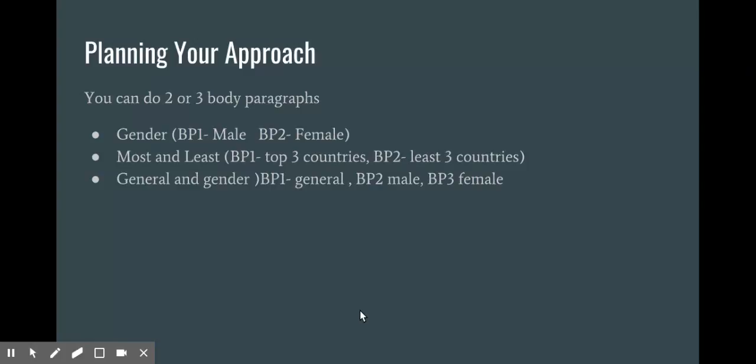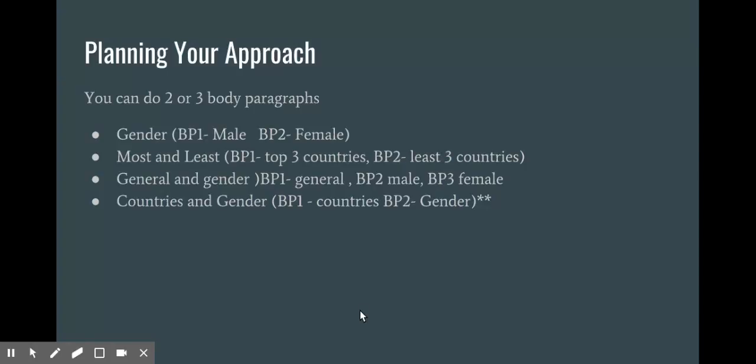And you could also do your first body paragraph could be general. Your second body paragraph could be the top 3 countries, the 3 countries with the most proficient speakers. And your third body paragraph could be the bottom 3 countries, the 3 countries with the least proficient speakers. You could also do countries and gender. So body paragraph 1 would go over the countries. Body paragraph 2 would go over the gender. That's the one I'm going to do.